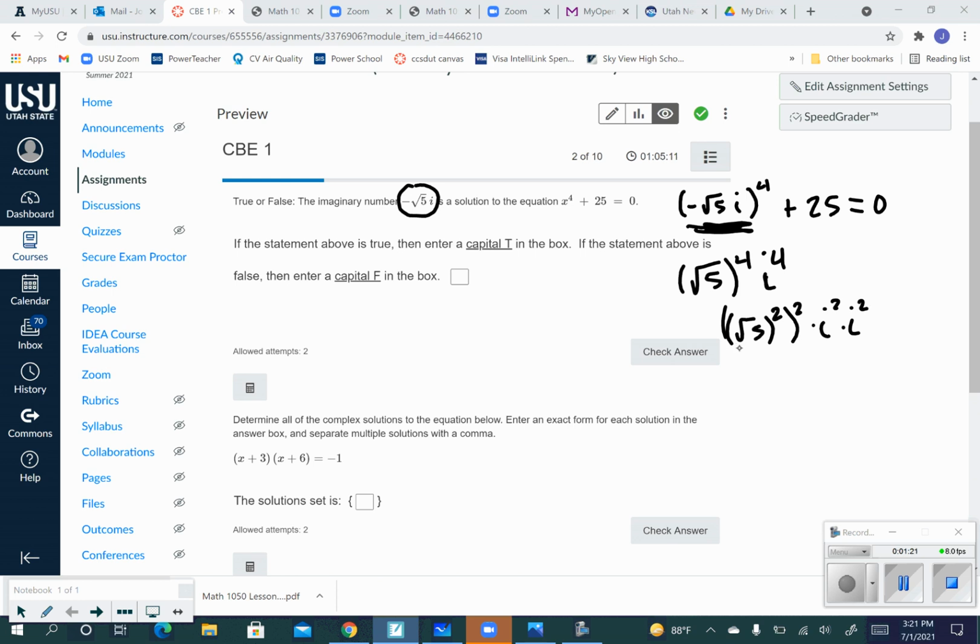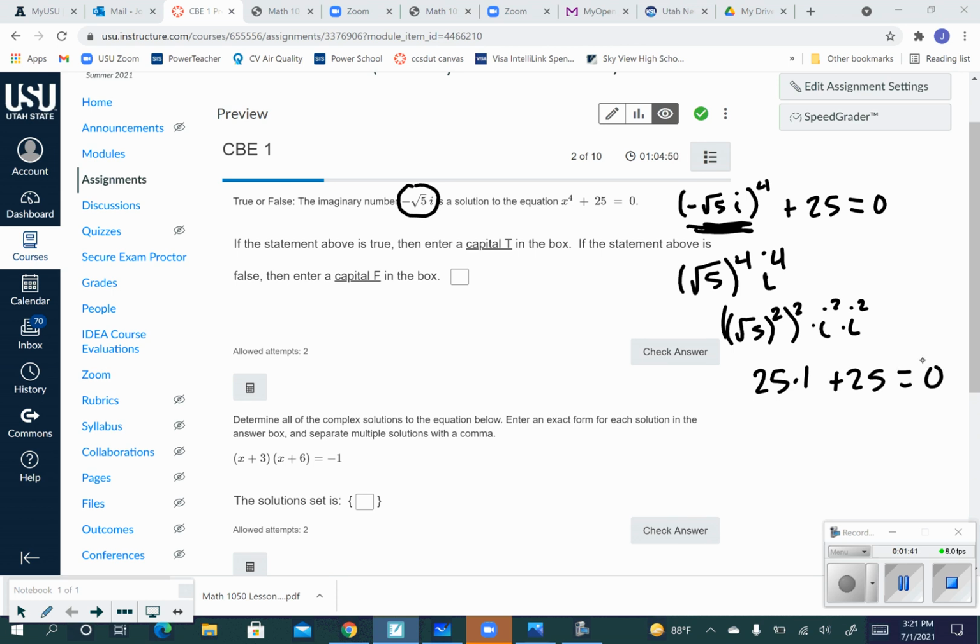So this part, square root of 5 squared is 5. Then I have another square, 5 squared is 25. So that works out to be 25 times i squared is negative 1 and i squared is negative 1. Times them together, that's a positive 1. i to the fourth is positive 1. We talked about that in class.